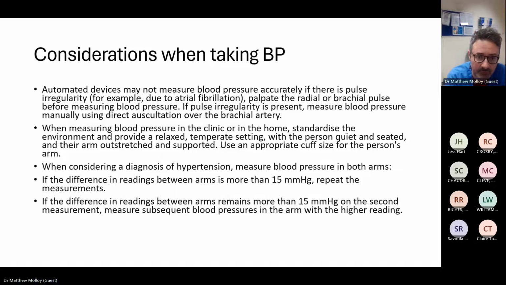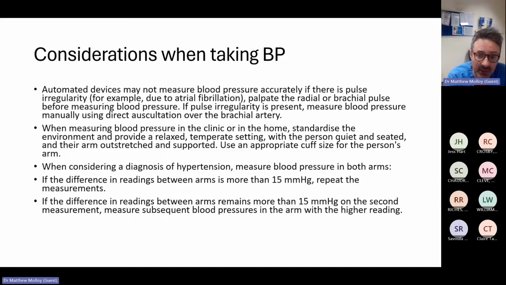But if the pulse is irregular, we need to be measuring the blood pressure manually using direct auscultation over the brachial artery. So when measuring patients' blood pressure in clinic or in the home, we need to try and standardise the environment as much as possible and provide a relaxed, temperate setting. The patient needs to be quiet and seated, their legs not crossed, arms outstretched and supported. And it's really important that we choose a cuff size that fits the patient's arm properly and comfortably.